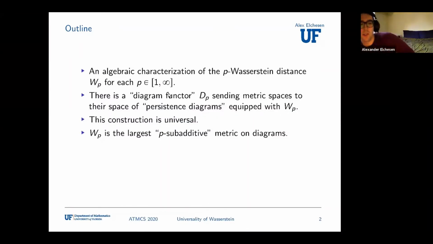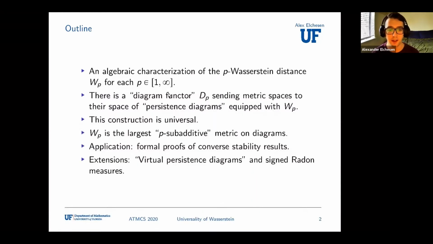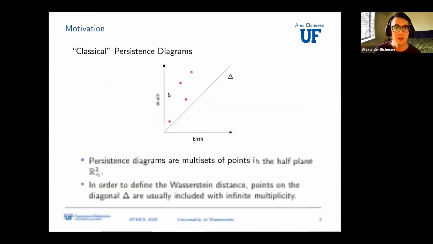This result allows us to characterize the p-Wasserstein distance as the largest p-subadditive metric on the space of diagrams, and I'll define that, of course. As an application, we get completely formal proofs of converse stability type results. And then if there's time, I'll talk about some extensions to things we call virtual persistence diagrams, which are like signed persistence diagrams, and also to signed Radon measures.